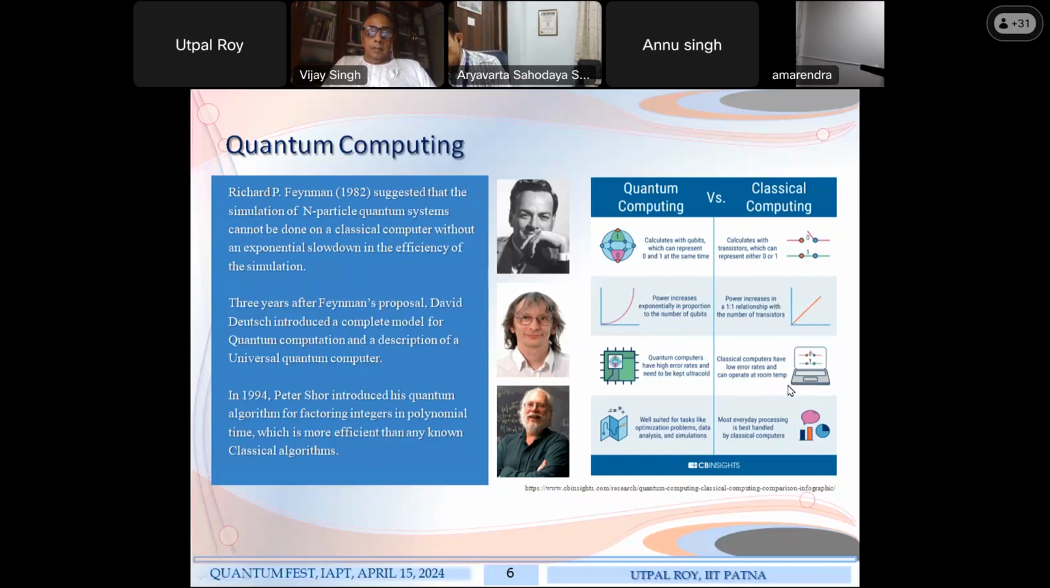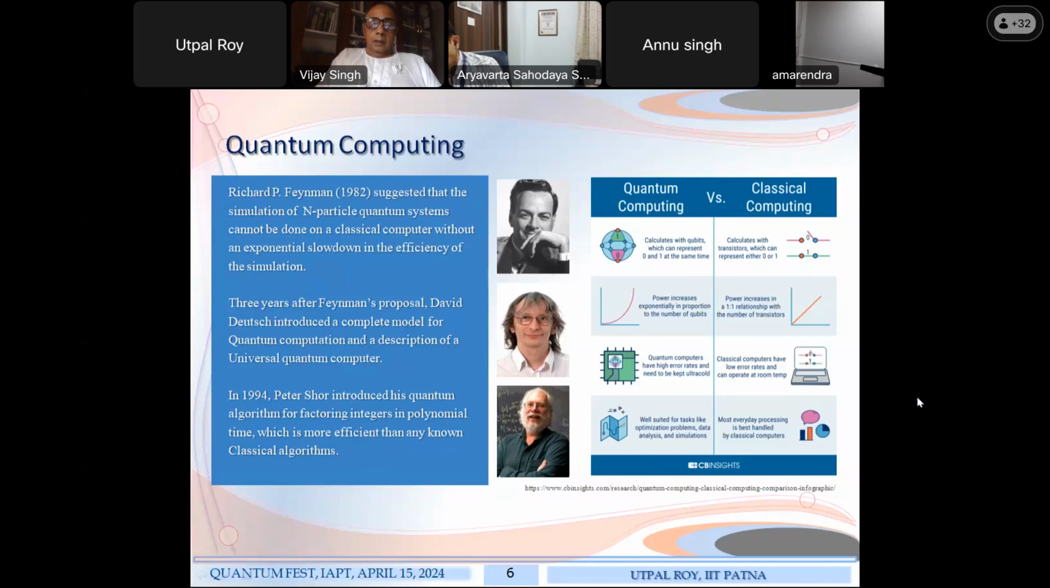In classical computers, some advantages you have are low error rates, and they can operate at room temperature. However, quantum systems are very fragile. You have to work at very low temperature. So these are the basic differences. In classical computing, you can handle actual computations on a classical computer. However, in quantum computing, so far it is based on simulations, running the data on a virtual computer.